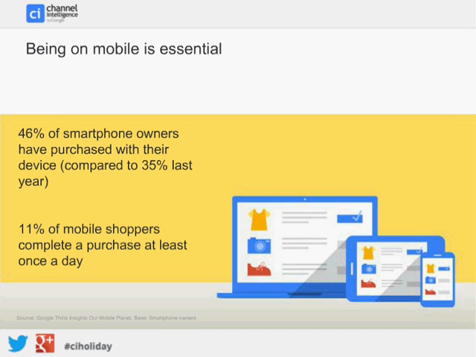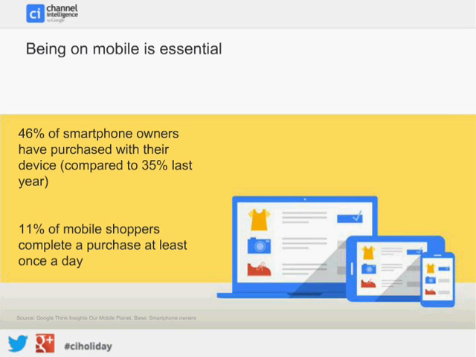Let's move on to how important mobile is. Clearly, a lot of you are using your smartphones for concluding purchases. I'm not exactly sure how many because I had a hard time reading those poll results, but here's some research that you might find interesting. 46% of smartphone owners have purchased with their device. And that is a big increase from last year when we saw only about 35% of smartphone users had purchased with their device. 11% of mobile shoppers complete a purchase at least once a day.